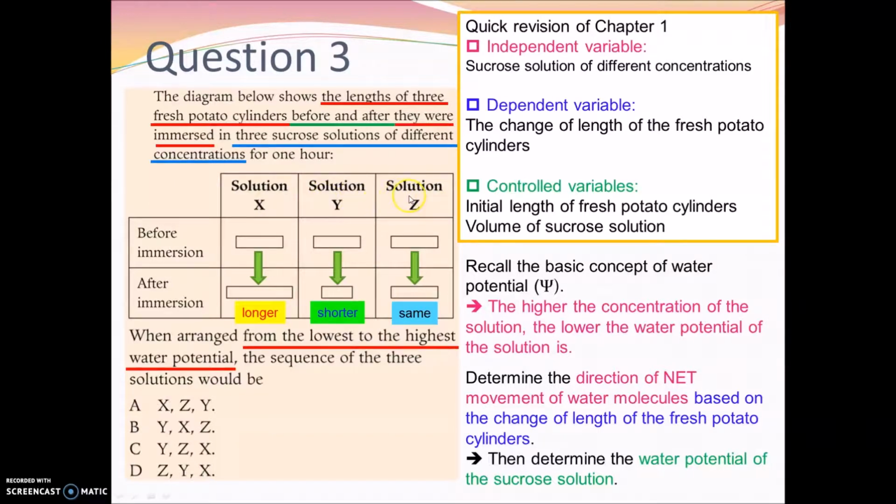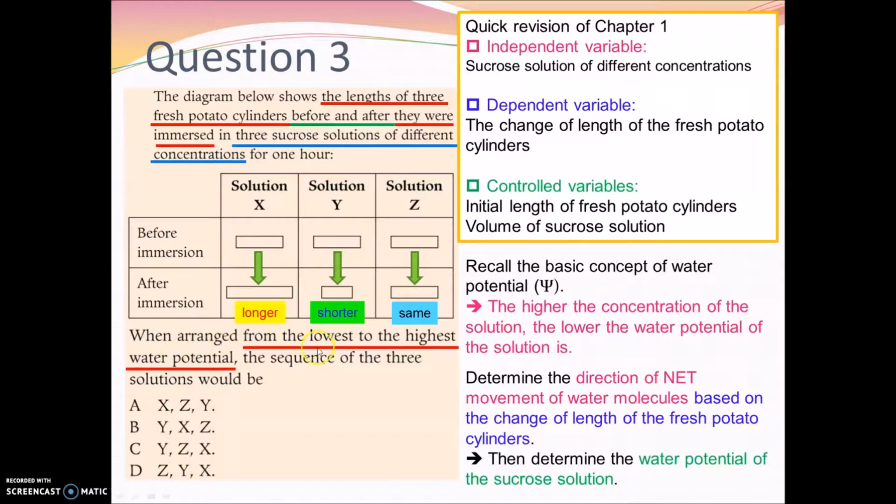And in these 3 setups, we need to keep it as a fair test. So that's why, for example, we need to keep constant the initial length of the fresh potato cylinder. We cannot use, for solution X, a longer initial length, but for Y a shorter one. We should maintain them at the same initial length, and also the volume of sucrose solution.